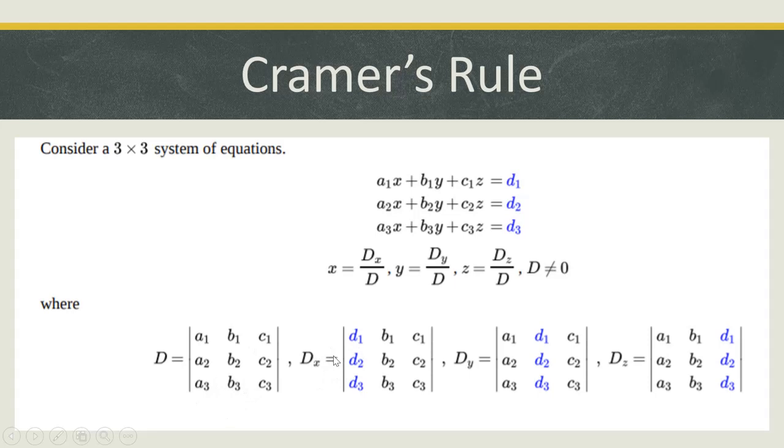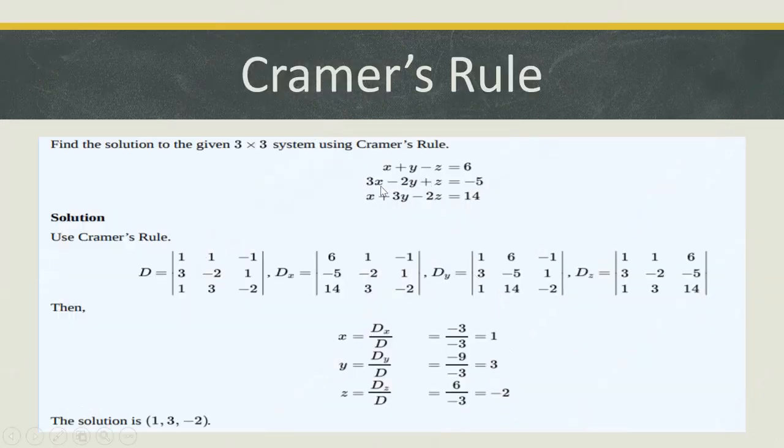In Dx, the constant values given here would replace a1, a2 and a3. So the first column will be replaced by the constant values if we are finding the value of x. Similarly, if we are finding the value of y, the second column would be replaced by the constant values. And for z, the third column would be replaced with the constant values. So let's see it with an example as well.